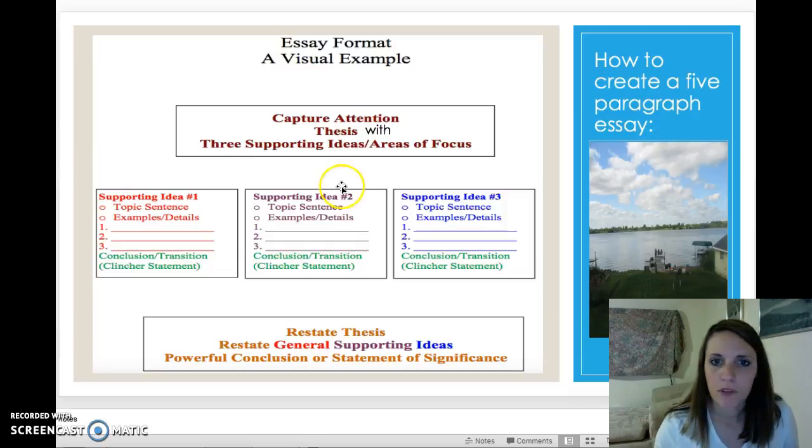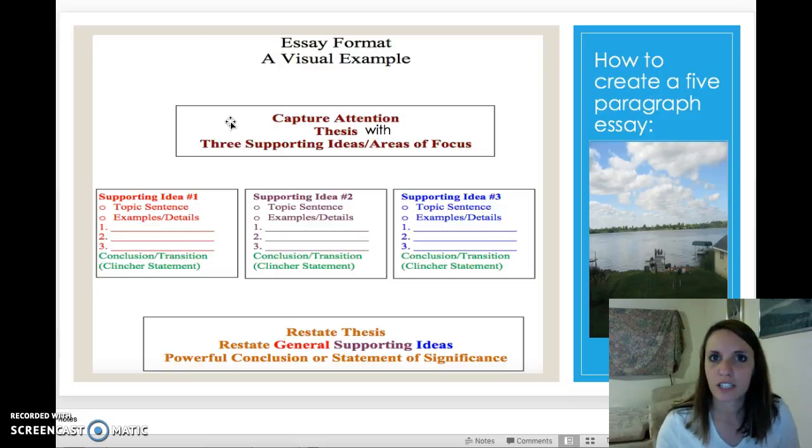So when creating just a 5-paragraph essay, you have this kind of format. And so I just want to review that with you, and then we'll talk about how you can kick that out into a more fleshed out essay. Okay, so for a 5-paragraph essay, you're going to capture the attention in the introduction, and then you're going to have a thesis with 3 supporting ideas or areas of focus. That could be something like Mark Twain's Connecticut Yankee in King Arthur's Court is clearly a realist piece because it X, Y, and Z. This, and this.